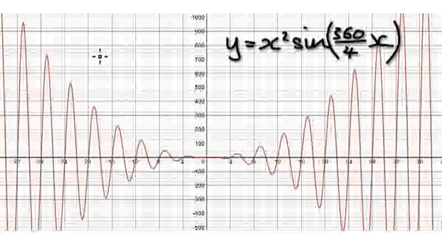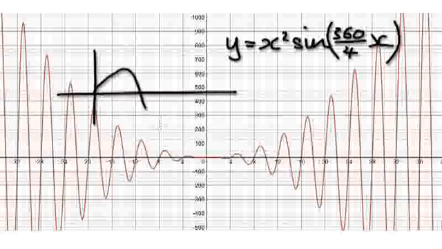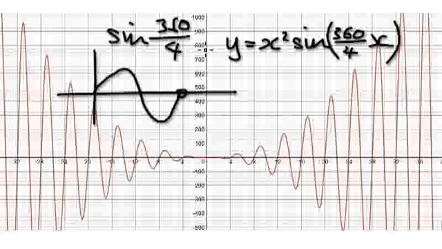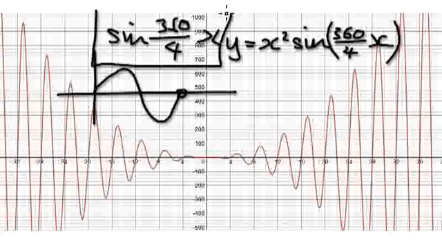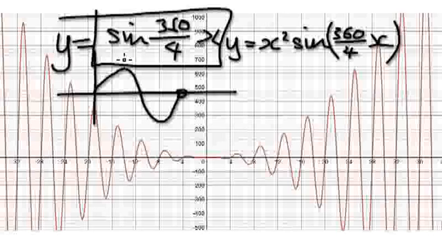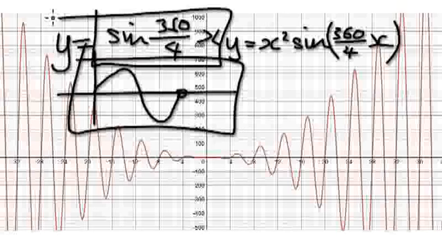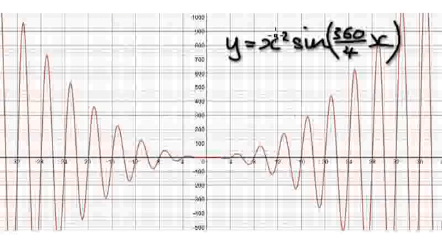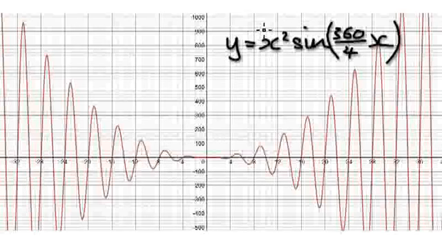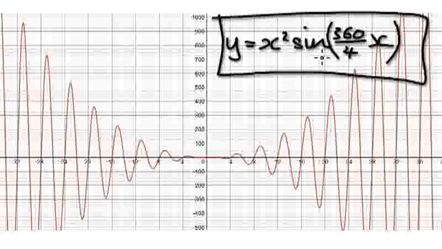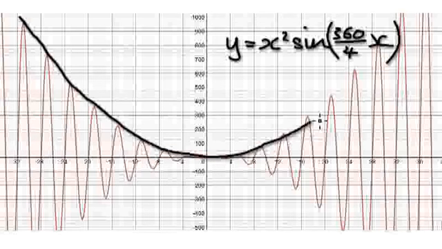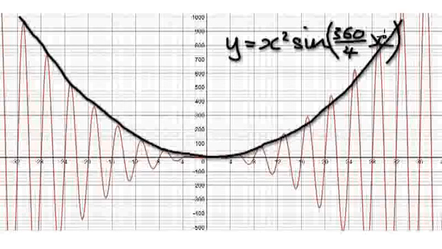My point is that you can always change a period. Remember, changing the period to 4 is basically sine of 360 over 4 times x. If you plot y equals this here, it will give you this graph here. If you don't understand this bit here, watch some of the earlier videos. Anyway, this red line here is y equals x squared sine of x, and this bit here is your y equals x squared.